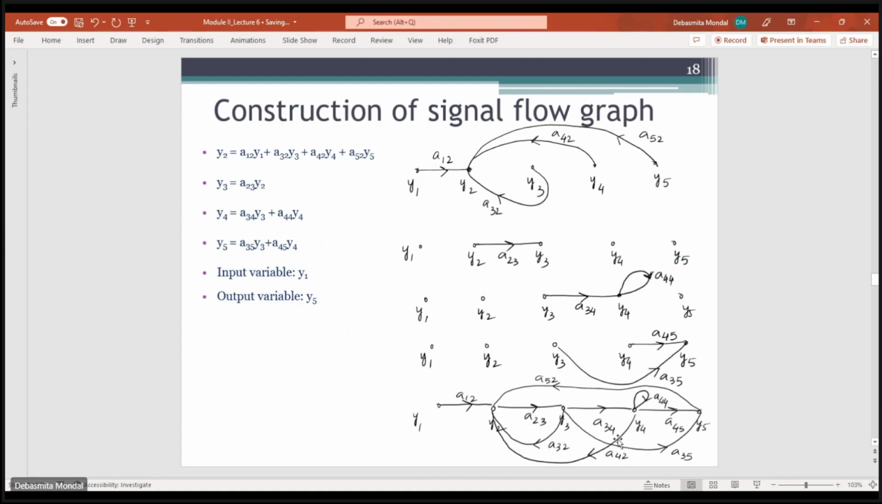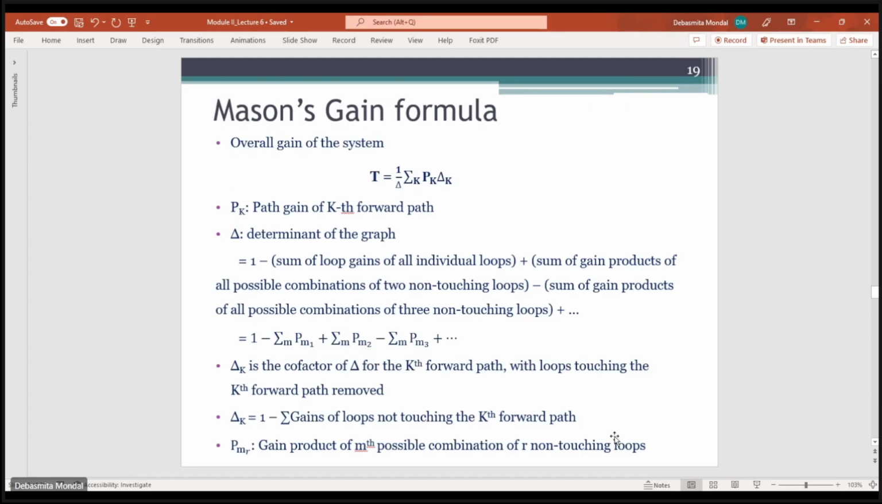then what to do with that? So fine, we have drawn how the signal is flowing from the first node or the input node to the output node. But what will I do with this? So then what comes into picture is something which is known as Mason's gain formula. Okay, so using Mason's gain formula, the overall gain of the system, if that is given by T, will be equal to 1 by delta summation of Pk delta k.